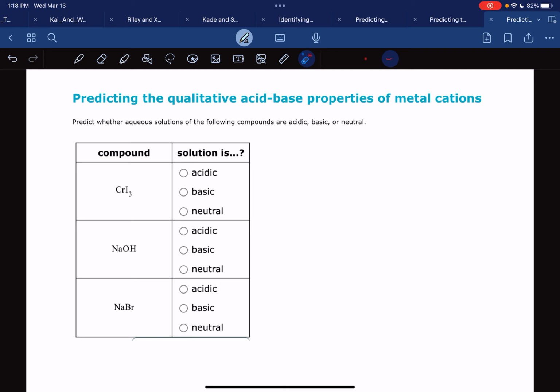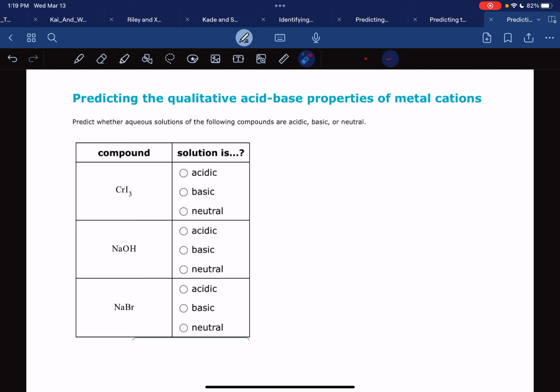If you watch that, you'll remember the strong bases: the group ones and group twos, calcium, strontium, barium. Those are all strong bases. And then CBS pin is the strong acids. If you don't know what I'm talking about, I encourage you to look back.